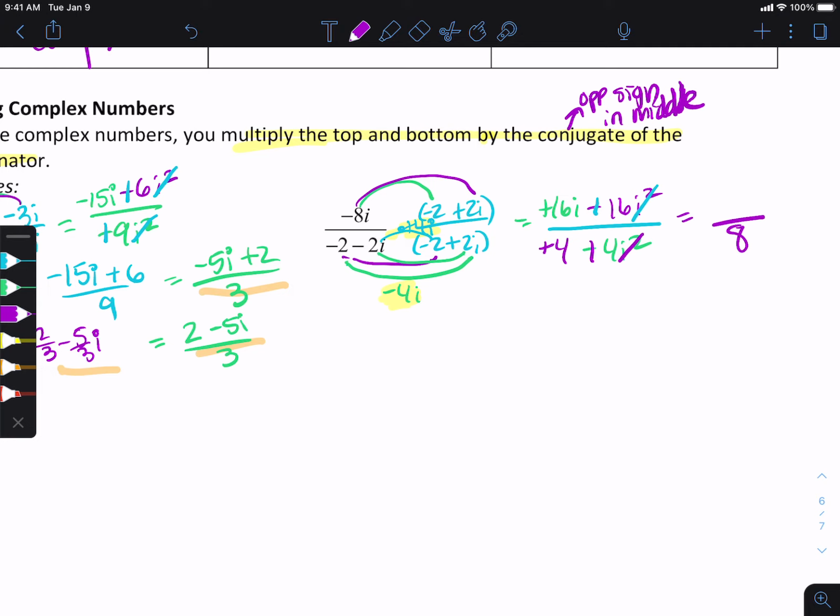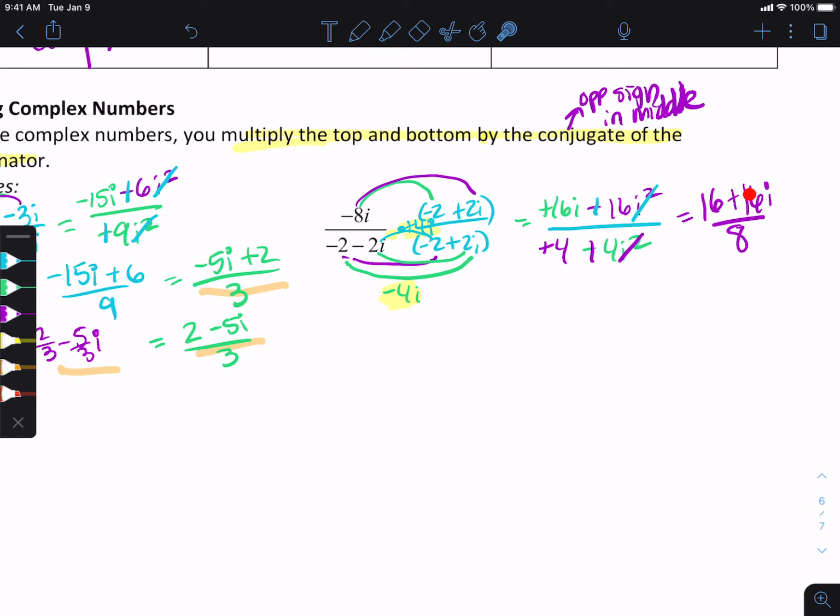And then on top, I'm going to switch it around, so this is our real part, so it has a positive with it. So we're going to have positive 16. Oh, I don't need to write the positive. So 16, and then plus 16i. Notice when I switched the order around that I kept the signs the same. Both of them are positive, both of them are positive.